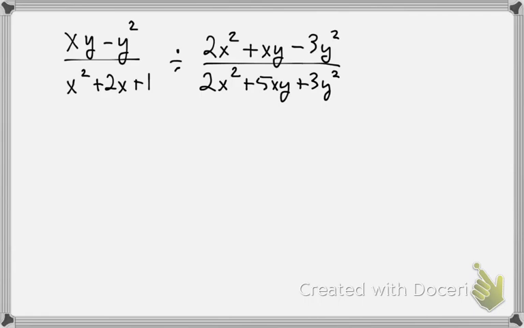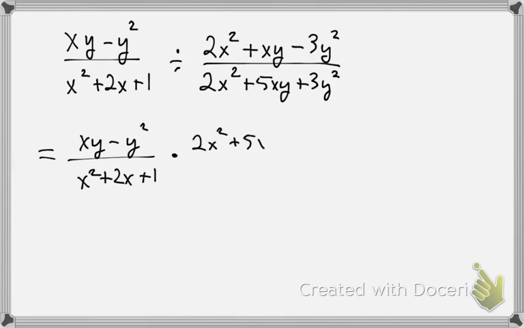What do we actually need to do? Dividing two fractions means we'll multiply by the reciprocal. So I have (xy minus y squared) over (x squared plus 2x plus 1) times (2x squared plus 5xy plus 3y squared) over (2x squared plus xy minus 3y squared). Right? We deal with division of fractions by multiplying by the reciprocal. Now what?